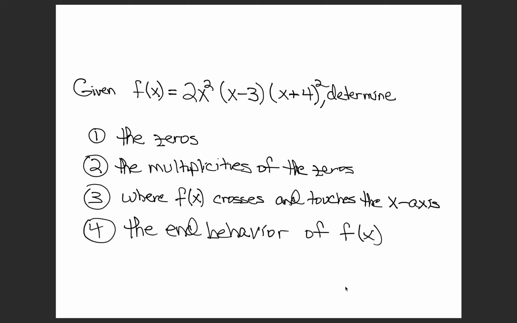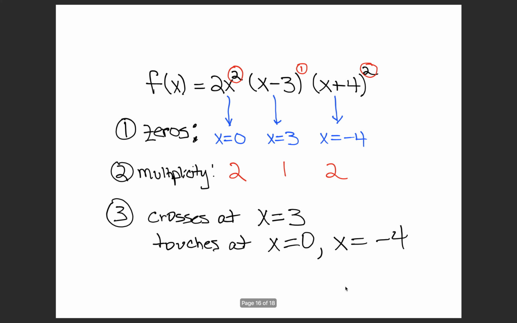And if we take it in factored form, we have f of x equals 2x squared times the quantity x minus 3 times the square of x plus 4. Now, we look for the zeros, the multiplicities of those zeros, where the function is going to cross and touch the x-axis, and then the overall picture at the far ends, the behavior of the function to the far left and to the far right. So just working with this one function.